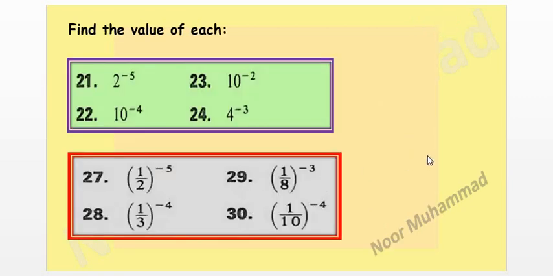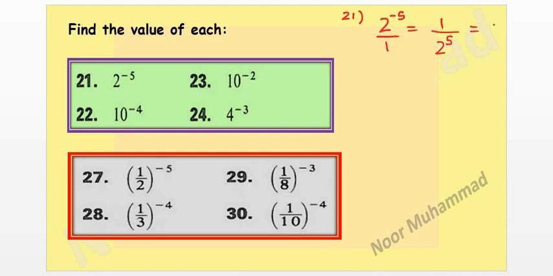Here they are saying find the values of these, so it's not difficult. Simply put 1 under it. Let me solve question number 21 over here. It says 2 to the power -5. If you want to make this power positive, flip it first of all. So 1 will go in the numerator and 2 to the power 5 will be in the denominator.